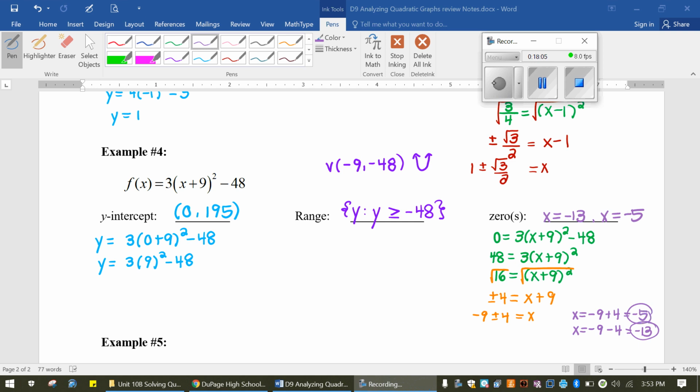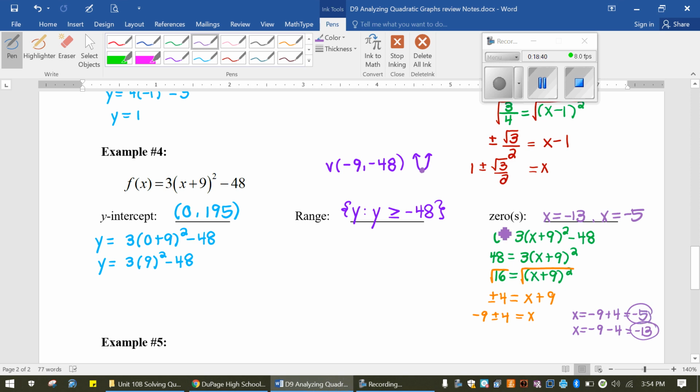So to find our y-intercept, we put a 0 in for x, and you could actually set your calculator to get the answer. For the range, I look at this vertex form, and I know that my vertex is (negative 9, negative 48). The 3 in the front tells me that my quadratic is opening up. That means the vertex is the lowest point on the graph. So all of my y values are going to be greater than or equal to the y coordinate of the vertex, negative 48.